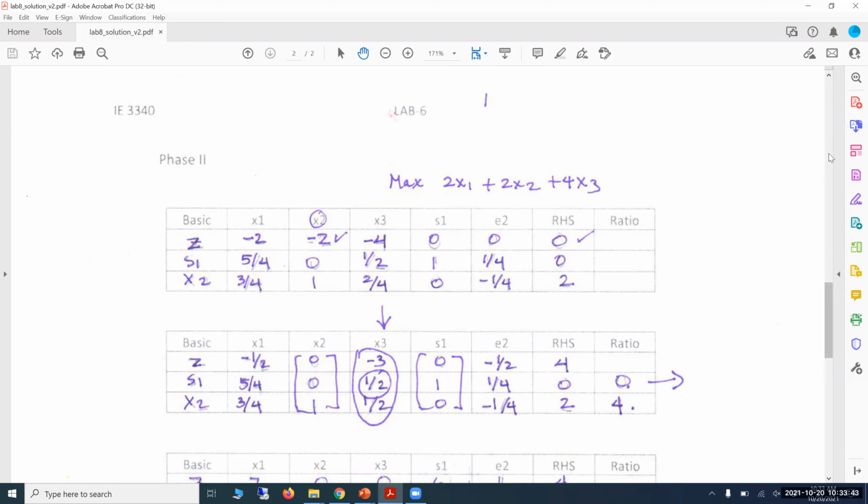So for maximization, we look for the largest negative coefficient. In this case, that's -3. So we're going to enter X3. We do the minimum ratio test. Right-hand side divided by the coefficients of X3, you have 0 divided by 1/2, that's 0. Then you have 2 divided by 1/2, that's 4. So the minimum is 0.